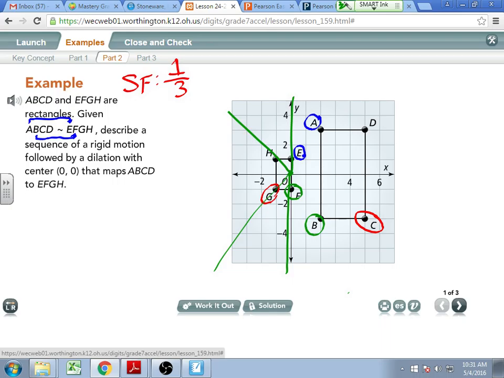So do we have any points that are nice and easy to work with? I kind of think H and E is kind of good to work with. A and D, I think. So comparing H and E with A and D. So we know A goes to E. D goes to H. So what do you think we got to do first? I think we should reflect over the y-axis.